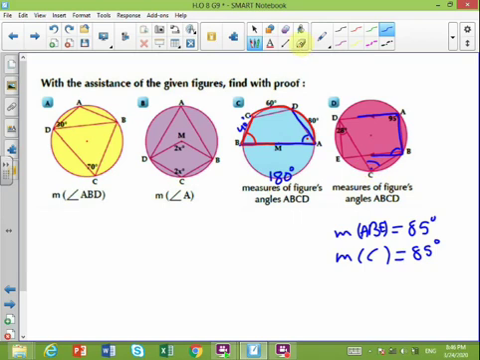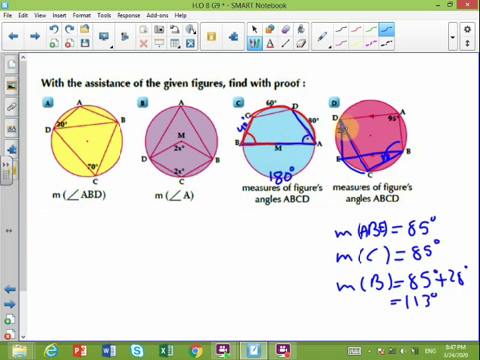What else do I want to get? Okay, if I look at measure of angle EDC and measure of angle CBE, this will be 28. Why? Because they are two inscribed angles subtended by the same arc EC, so they are equal to 28. So now I can get measure B all. Measure B will be 85 plus 28, equal 113.